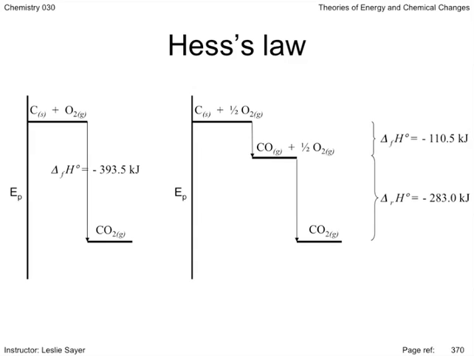For comparison, this potential energy diagram shows the production of carbon dioxide as a two-step process. Carbon monoxide formed from its elements, then carbon dioxide produced by reacting the carbon monoxide with more oxygen. The energy released at each step is indicated. But what's interesting is the sum of the reactions produces the same net change in enthalpy as the single-step reaction.